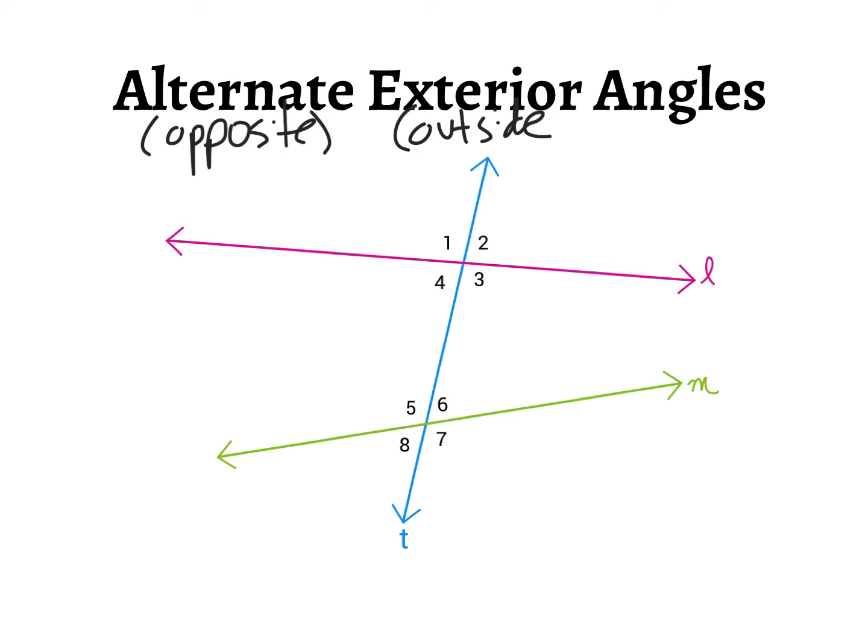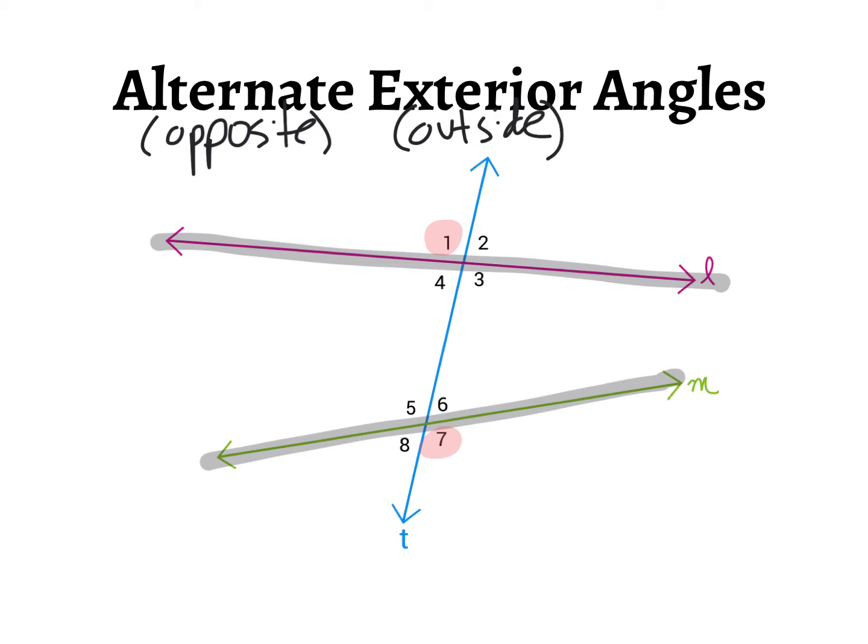So I'm looking at my two lines as my reference. Angles on the outside are angles like 1, 2, 7, and 8. Those are angles outside the two lines. Now, if they're opposite, now we're dealing with opposite sides. So let's choose an angle. Let's say that we have angle 7. 7 is on the outside. Which angle is on the opposite side and on the outside of this transversal? Angle 1. Notice how 1 and 7 are both outside the two lines, and they are on opposite sides of the blue line, the transversal.